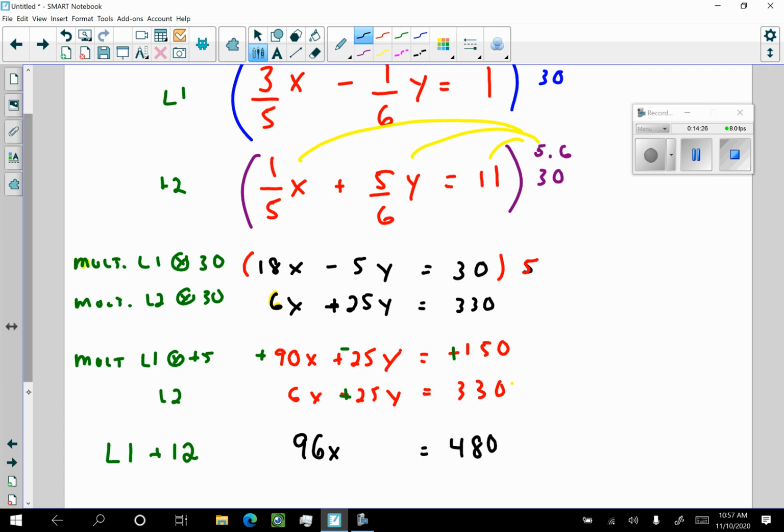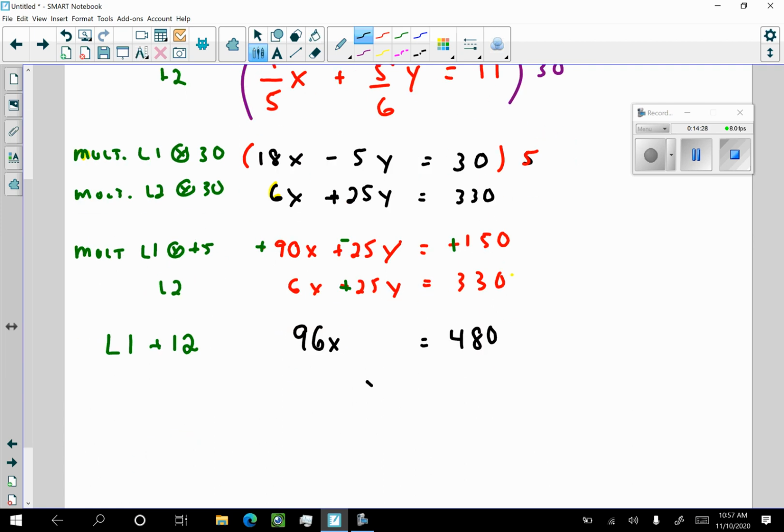And now when I divide by 96, I get x is equal to 5. And we knew that's what we should do at this point. We should solve for x. And now what we do, we're going to take x equals 5 and put it in L1 and solve for y.